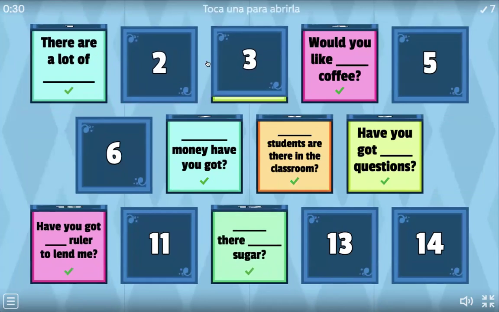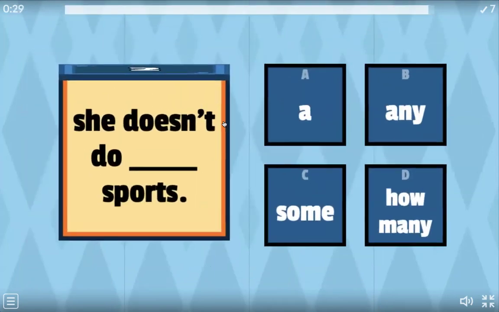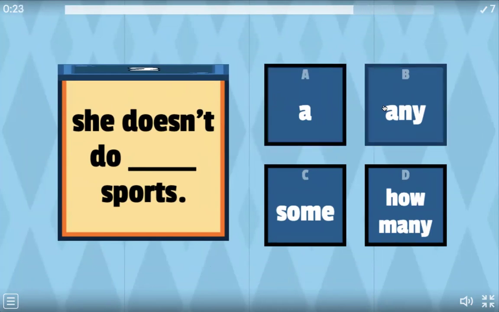Next, Bere. 2. He doesn't do any sports. Are you sure? Yes. Yes, perfect.